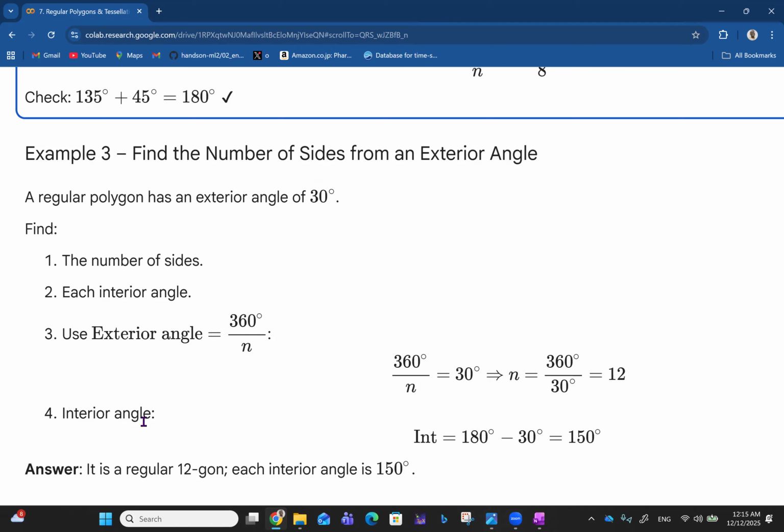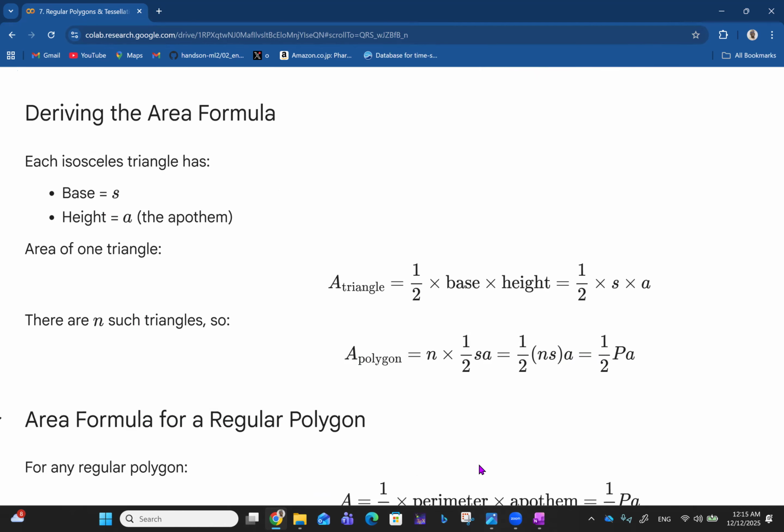One interior angle: when you add the exterior plus interior, you get 180. So an interior angle will simply be 180 degrees minus the exterior angle of 30 degrees. That's 150 degrees. So this is a regular 12-gon, a duodecagon. It's a regular duodecagon, and each interior angle is 150 degrees, as we have seen here.